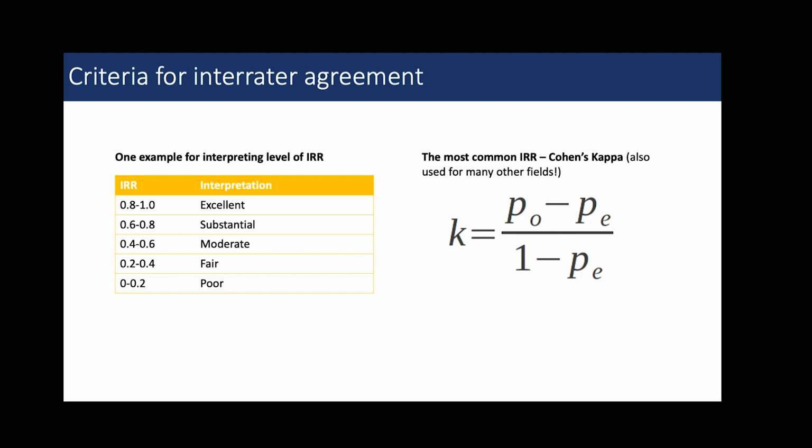The most common inter-rater agreement rate or reliability measure is Cohen's kappa, which, as I mentioned, is also used in many other fields. I'm not too familiar with statistics, but in the kappa formula, PO refers to the observed agreement rate, and PE refers to the agreement rate by chance. Even though Cohen's kappa is the most commonly used inter-rater agreement rate, it is not always good.